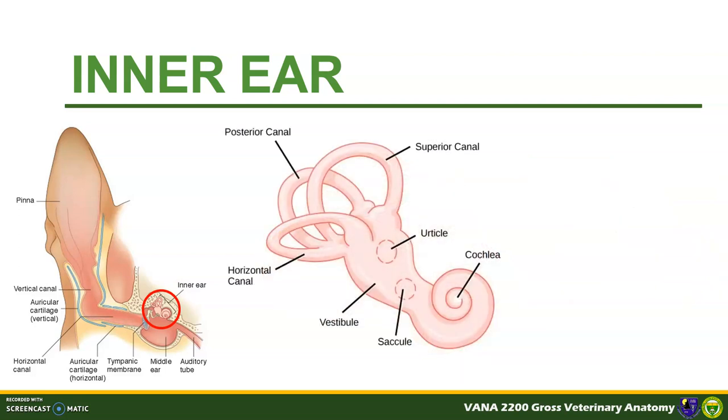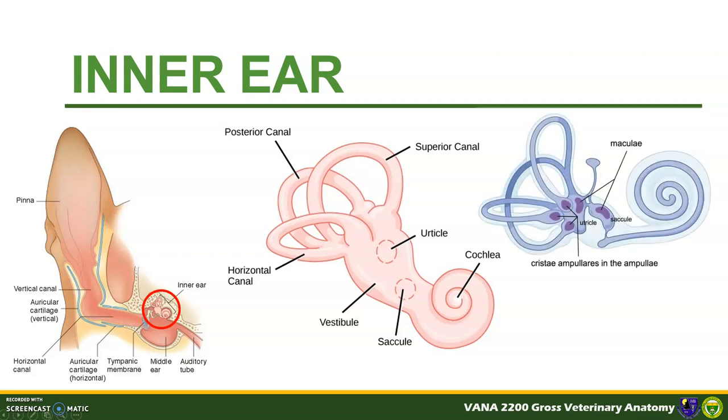The next part of the inner ear is the vestibule. It is the central expanded portion of the inner ear. This consists of two sacs, the saccule and the utricle. Both these structures contain areas of sensory hair cells known as macula, surrounded by jelly-like material containing calcium carbonate particles or otoliths. The main function of this structure is to maintain balance when the animal is standing still.